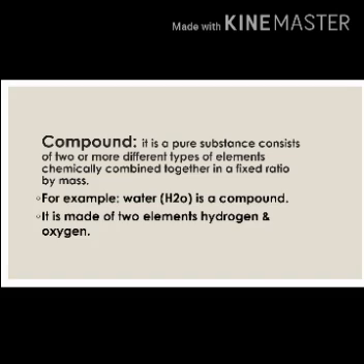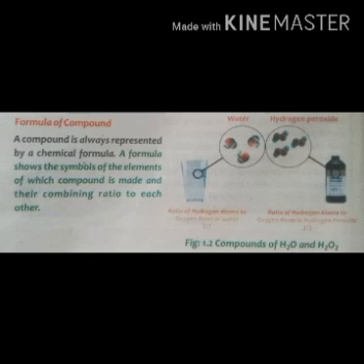Changing this ratio 2:1 will give a different compound. Here we have an example: adding one more oxygen atom gives a ratio of 2:2. Adding one more oxygen to H2O gives 2:2, and the resulting compound will be hydrogen peroxide, having the formula H2O2. H2O2 is the chemical formula of hydrogen peroxide.